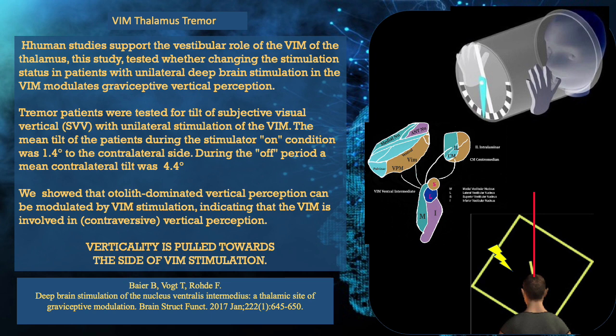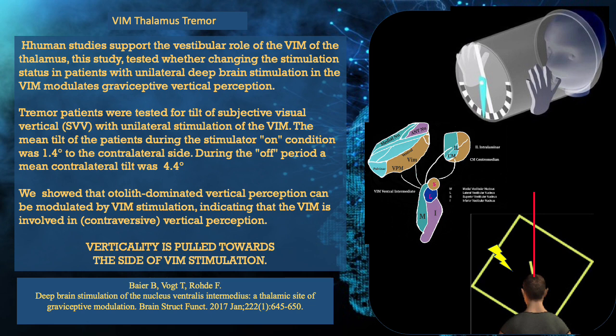These patients underwent assessments to measure their subjective visual vertical. The results were fascinating. When the stimulator was activated, there was a slight tilt of 1.4 degrees away from the site of VIM stimulation. However, when the stimulator was deactivated, this deviation from verticality increased significantly to 4.4 degrees. These findings suggest that the stimulation of the VIM region directly influences our perception of gravity and verticality, which is dominated by the otoliths.